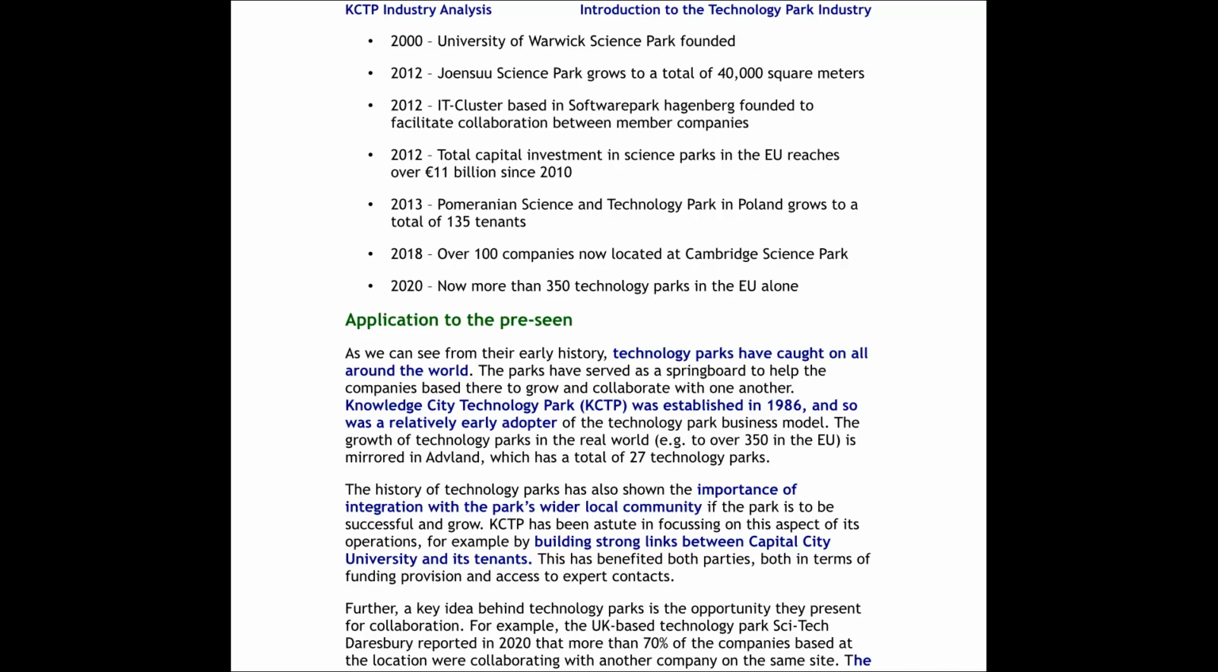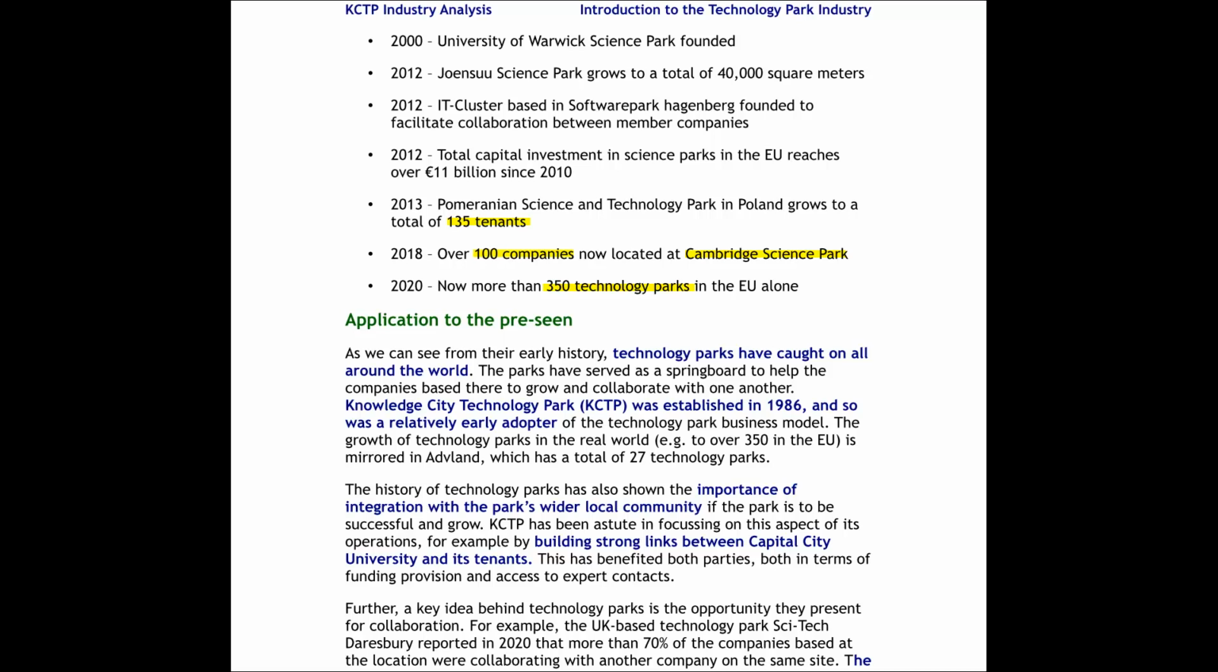So we can see, for example, that the Pomeranian Science and Technology Park in Poland grew to a total of 135 tenant companies. Similar growth can be seen in the case of Cambridge Science Park in the United Kingdom, which now houses over 100 companies. And also in the EU alone, as of 2020, there are more than 350 technology parks in all of the various different countries. So again, more and more parks, larger and larger parks, speaking in general.